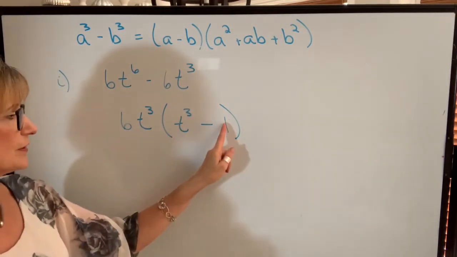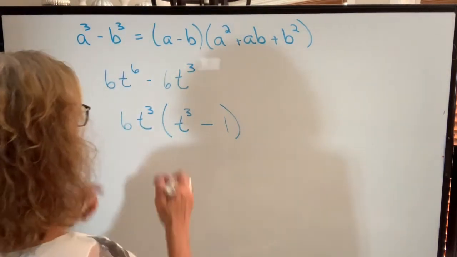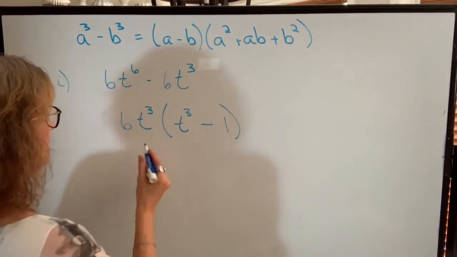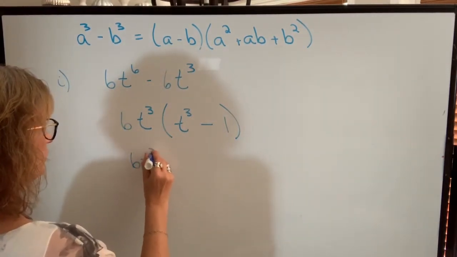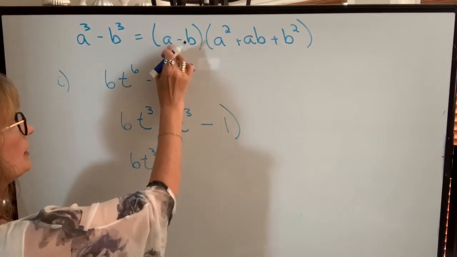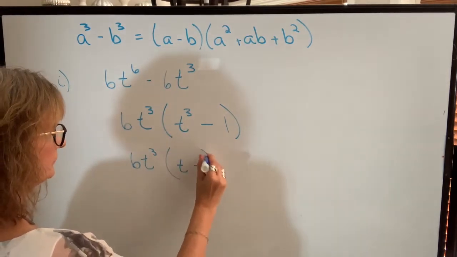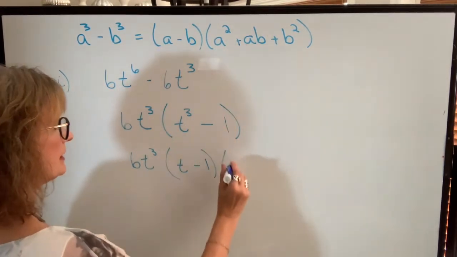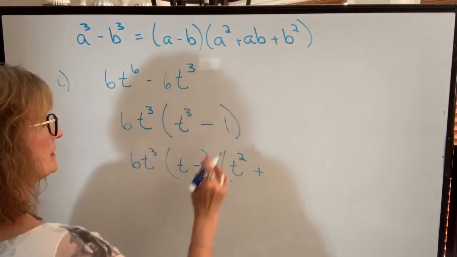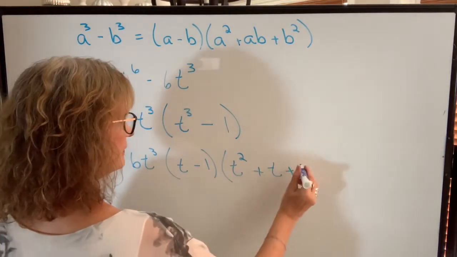All right, now that we've factored 6t cubed out, we're left with an expression that is factorable. This is a cube, this is a cube, there's a difference, so we use our difference of cube pattern. And I've written it up at the top so that we can just follow along. So we leave the 6t cubed alone, and the pattern says the factors will be equal to a minus b, so that would be t minus 1 times t squared plus 1 times t plus 1 squared.